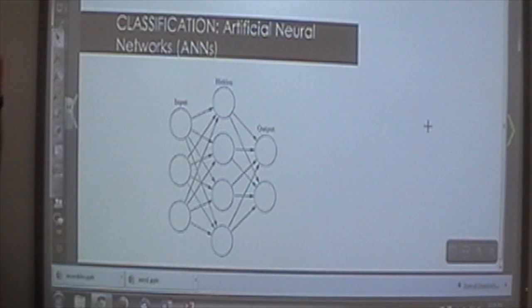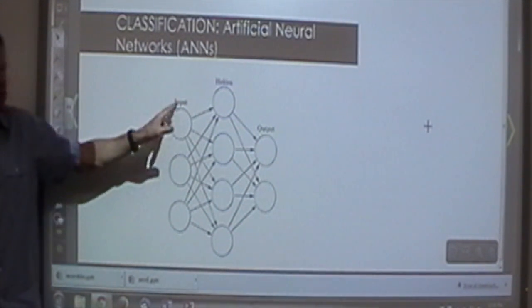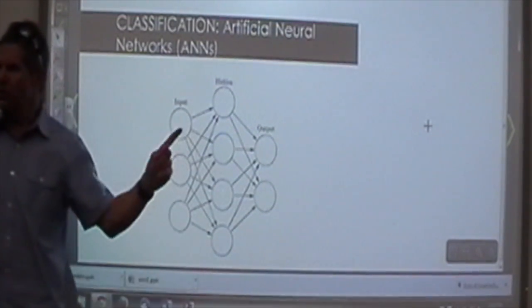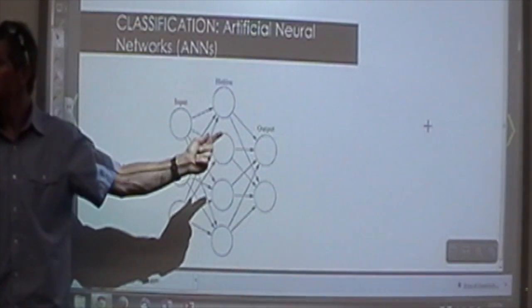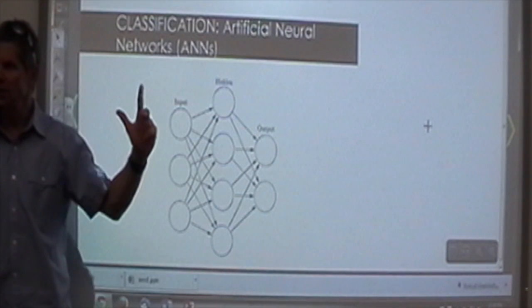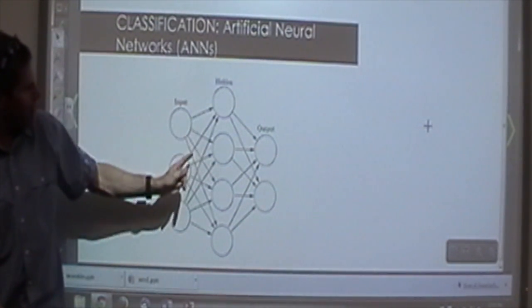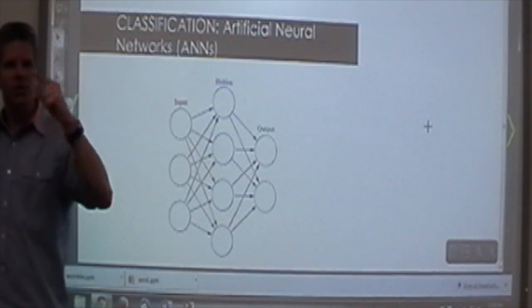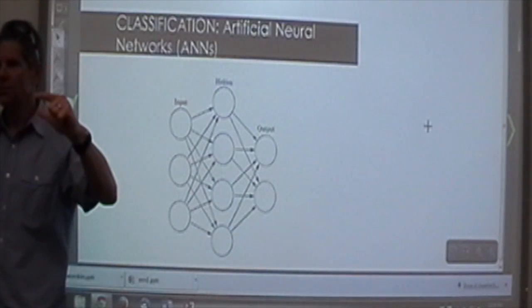Questions so far before we begin? You can think of these nodes, these circles, as the neurons, and these arrows, in this case directed, though not all of them are, as the connections between the neurons.